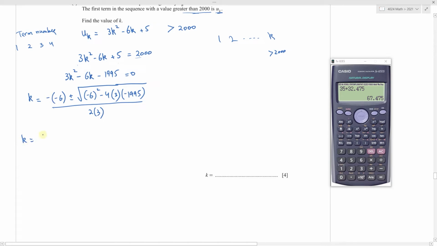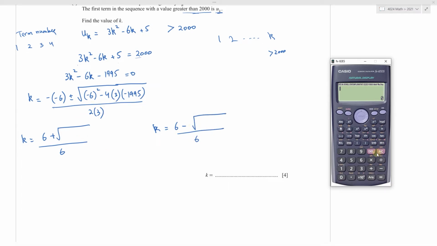So this will be plus. I'll separate out the two values, divide by 6, and the other value will be k equals 6 minus this square root over 6. So let's calculate the value inside the square root. 6 square is 36, minus 4 into 3 into minus 1995. So this is 23976.